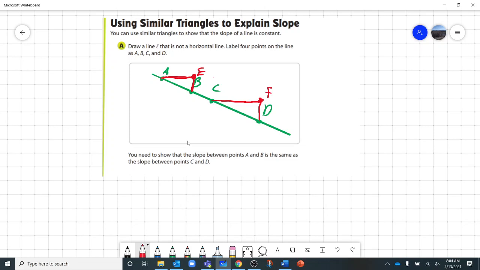Okay, so in D we read that AE and CF are both horizontal lines, so they're parallel. Originally, I drew them differently, so AE was actually vertical. Anyway, it doesn't matter. The slope between A and B is a ratio of BE, that's our rise, and our run is AE, so that's the first box. The slope between C and D, our rise is DF, and our run is CF.